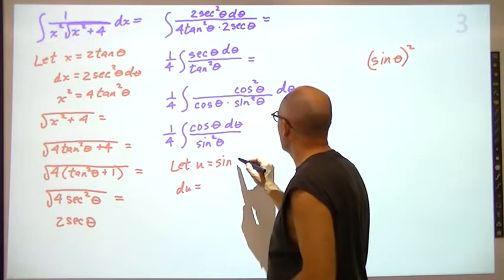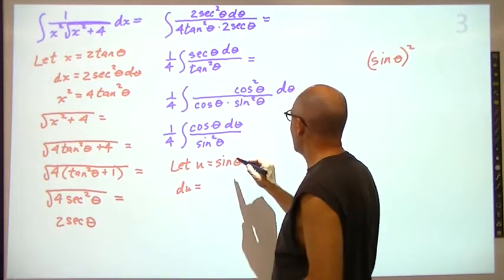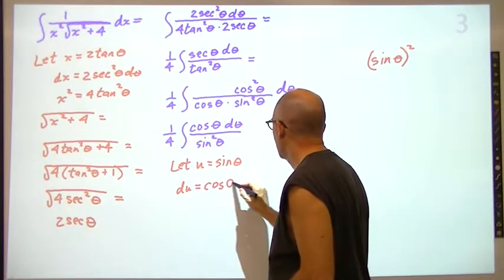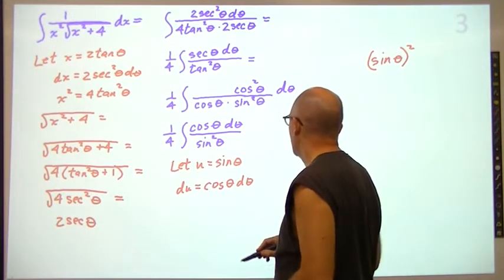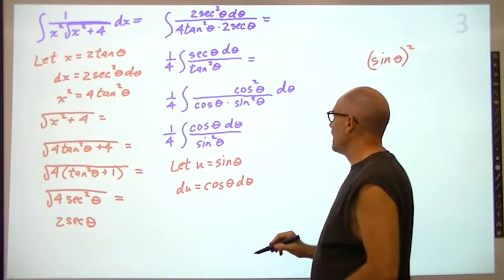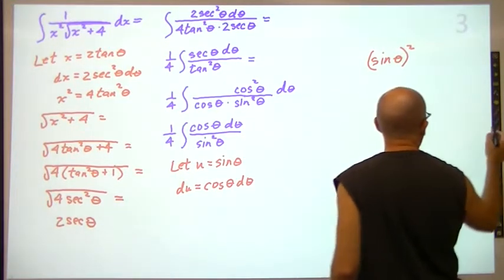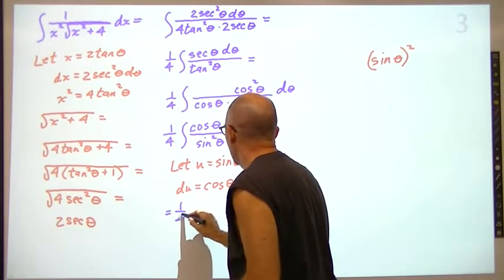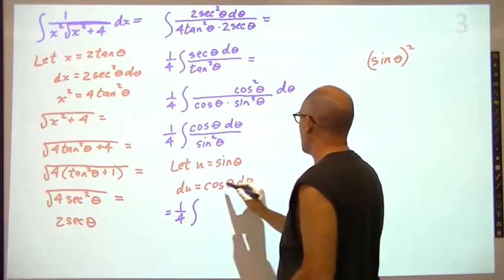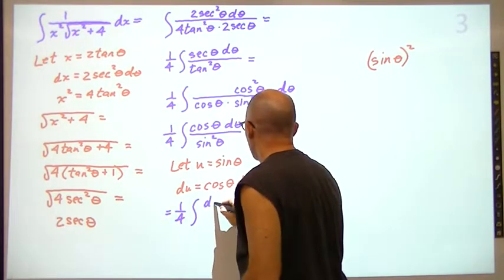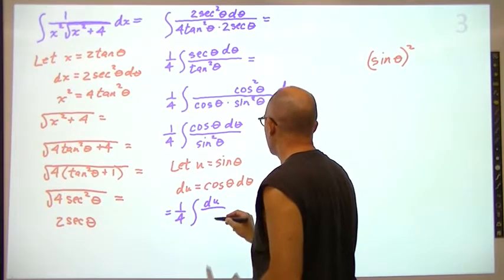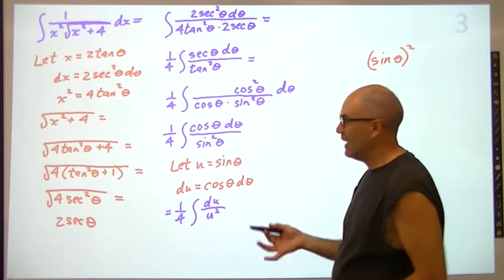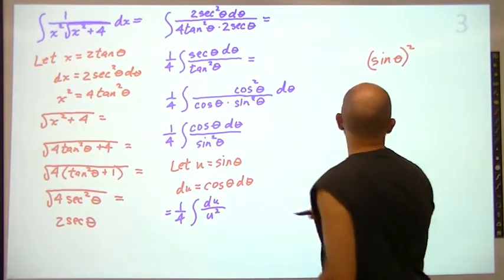Okay, so what we're going to say is u equals sine theta, and then du is cosine theta d theta. Now I have my cosine theta d theta, and I'm all set. So then I'm going to go, this integral equals 1/4 times the integral. Cosine theta d theta becomes a du, and sine squared theta becomes u squared. That's it. Now it's an easy integral.